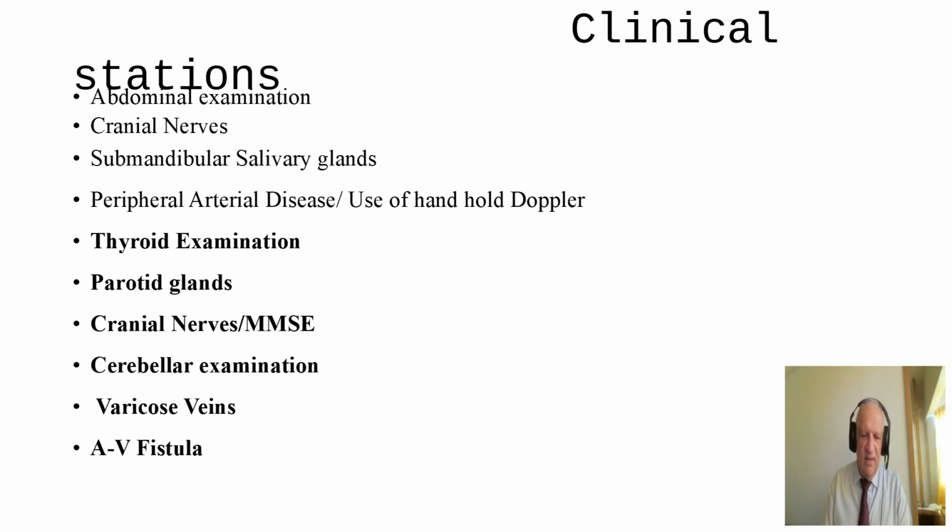Also, we added in the other two versions how to examine the thyroid gland and how to examine the parotid gland. We added to the cranial nerve examination how to do a mini mental status examination. In the other version, we have cerebellar examination and also examination of varicose veins and arteriovenous fistula.